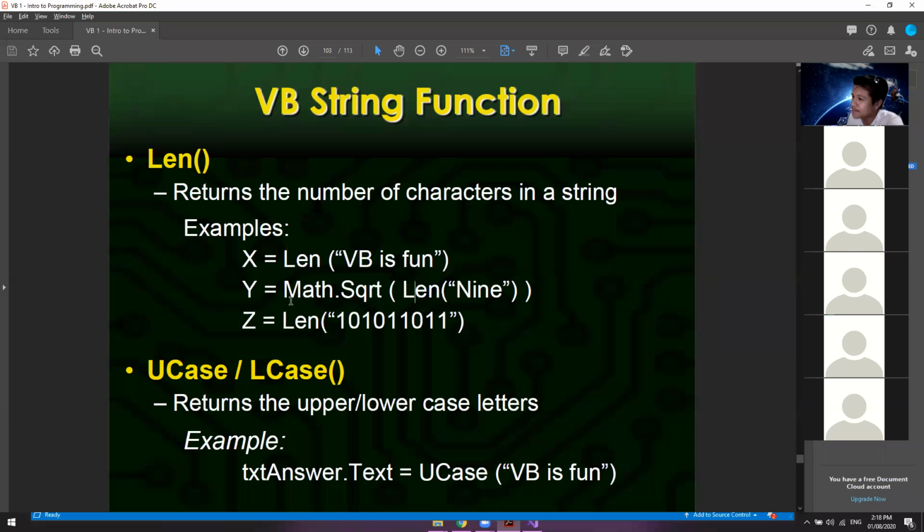Another one is math.square root and then len 9. So we use groupings, meaning the inside is evaluated first. What is the value of this len 9? 4. So 1, 2, 3, 4. We're done with len 9, so the value is 4. So math.square root 4. What is the value of y? 2. The square root of 4 is 2. That's how simple the len function is. You just count the characters inside the len function.